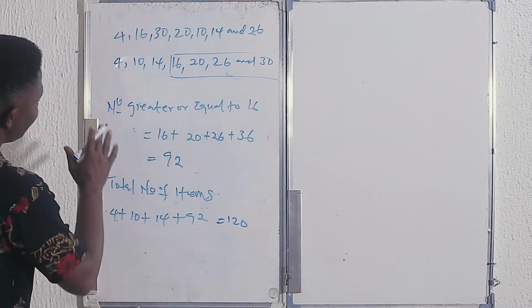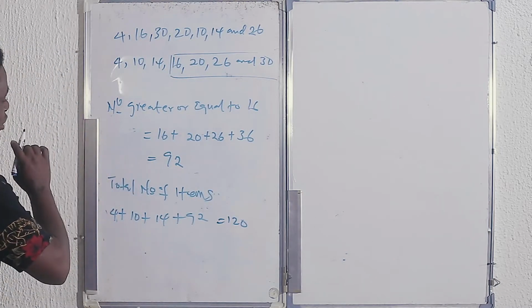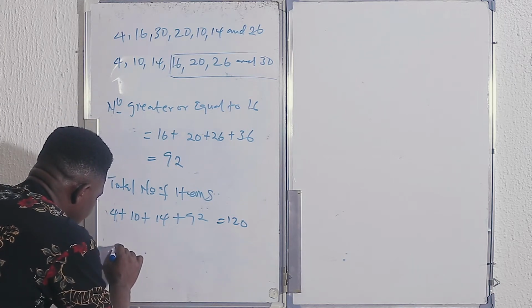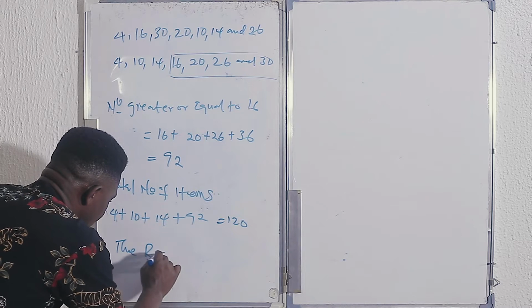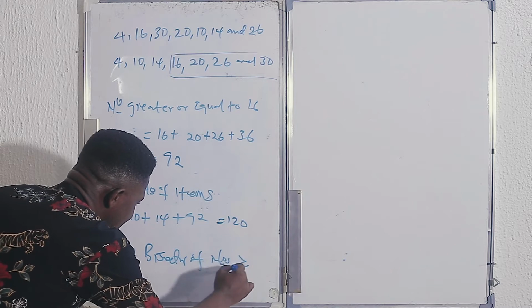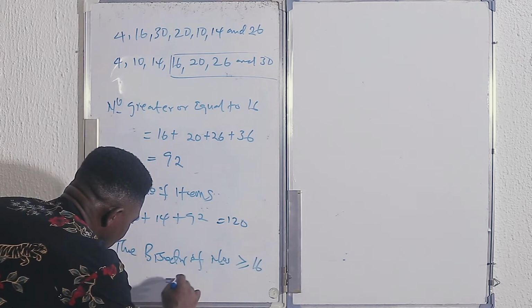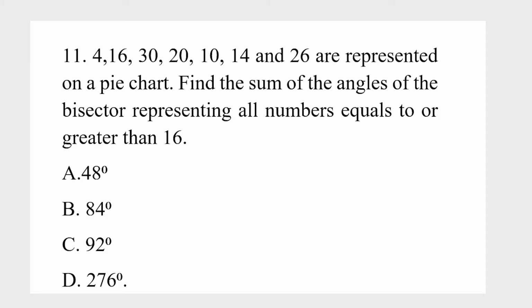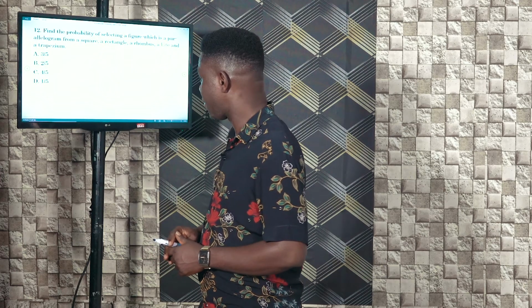So to find the part occupied by numbers greater or equal to 16, the bisector for numbers greater or equal to 16 is equal to 92 over 120 times 360. Yes, 276. So 276 degrees. And so your correct answer is D, 276 degrees.